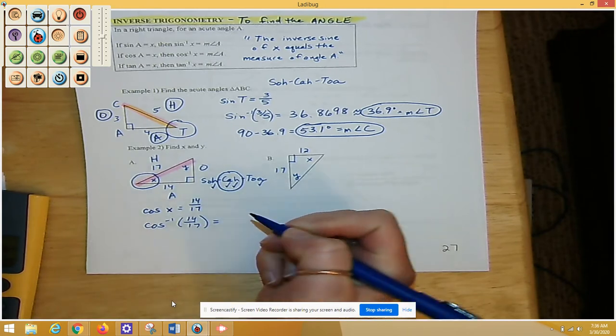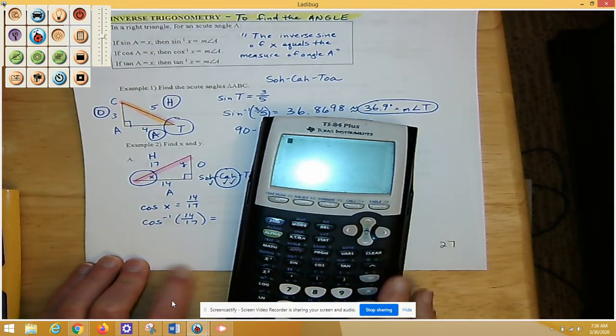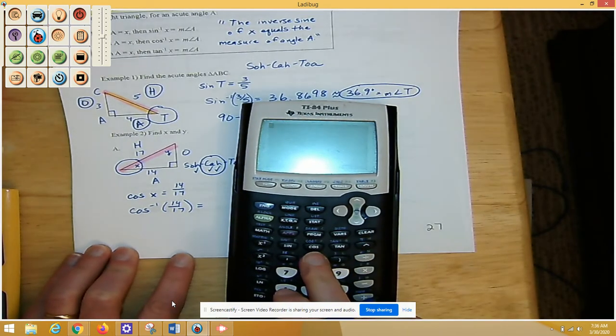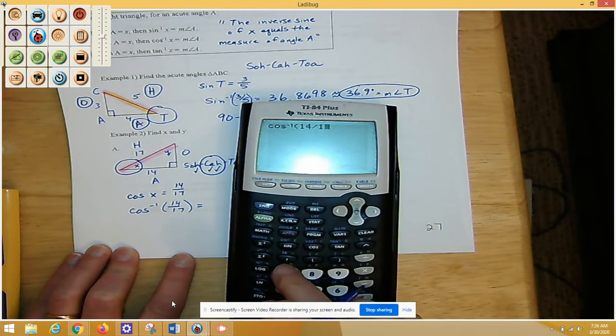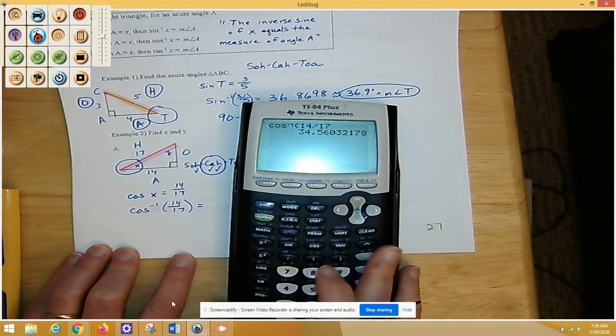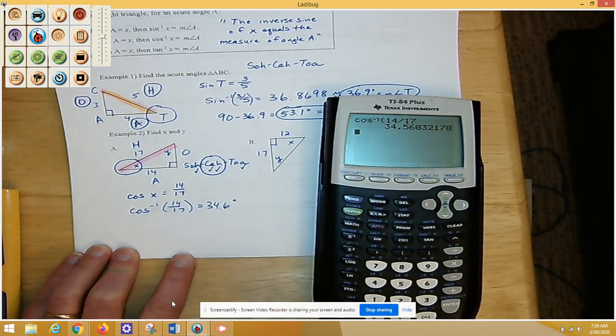And go ahead. Now this time I'm going to show you how to do it on a graphing calculator. So if you have a graphing calculator, I'm going to do the same thing. Second cosine 14 divided by 17. It is the exact same keystrokes. And I get 34.6 degrees.